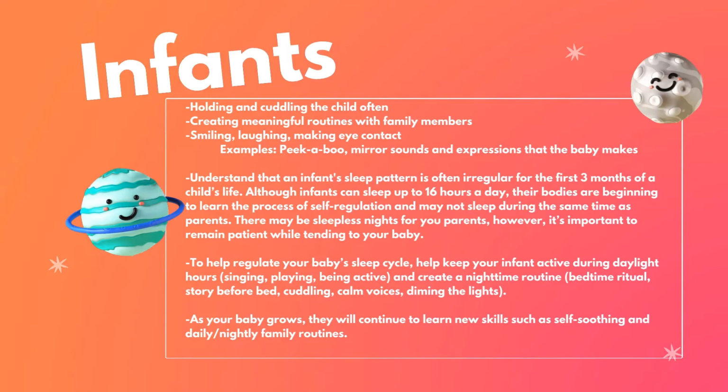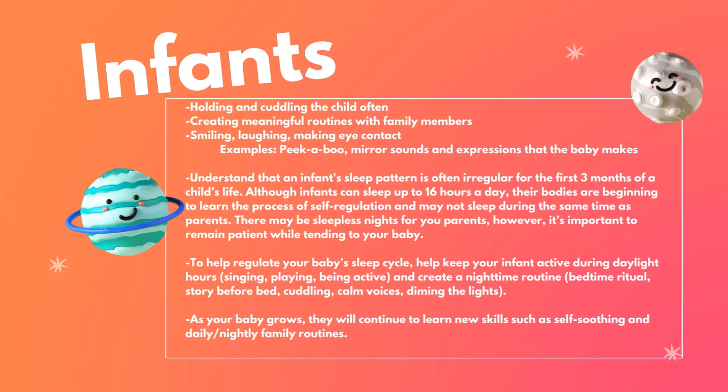An infant's sleep pattern is often irregular for the first 3 months of a child's life. Although infants can sleep up to 16 hours a day, their bodies are beginning to learn the process of self regulation and may not sleep during the same time as parents. To help regulate your baby's sleep cycle, help keep your infant active during daylight hours. Think singing, playing, and creating a nighttime routine, like a bedtime ritual, or read a story before bed. With calm voices, dim lights, and cuddles, your baby will begin to recognize the differences between daytime and nighttime.